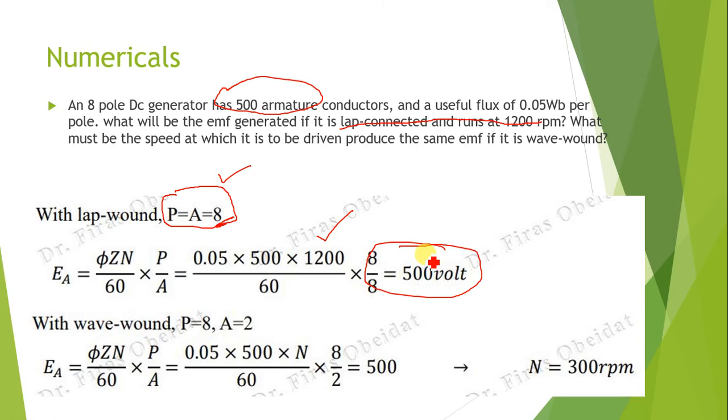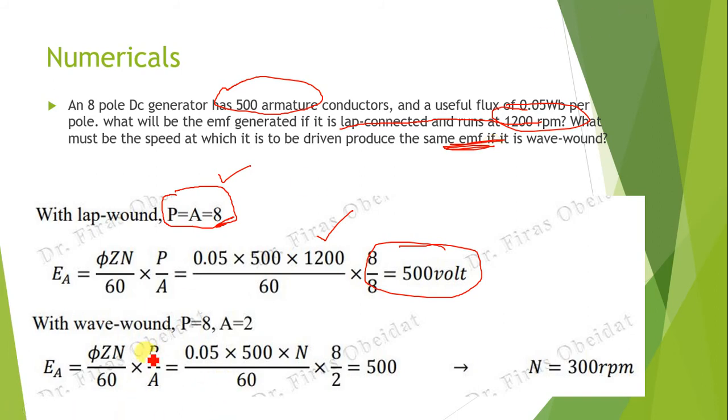Next one, the next combination. Here we have to assume the N value. The N value is kept empty, so 1200 rpm should not be considered. But for the same voltage, if the same EMF has to be generated, what is the RPM?